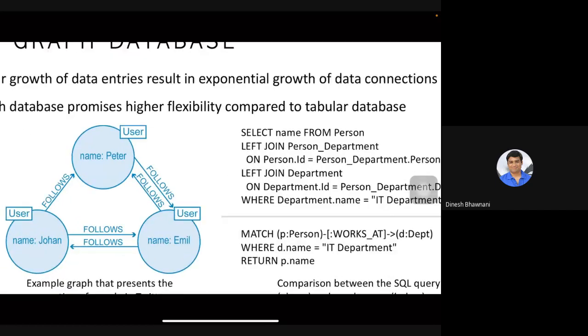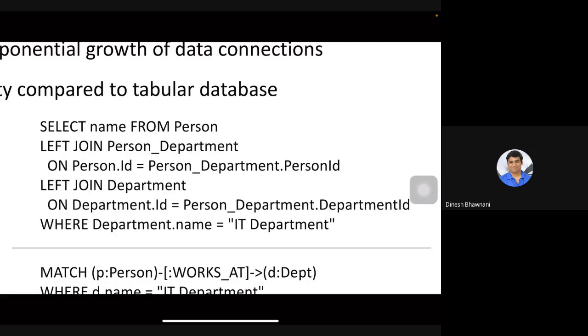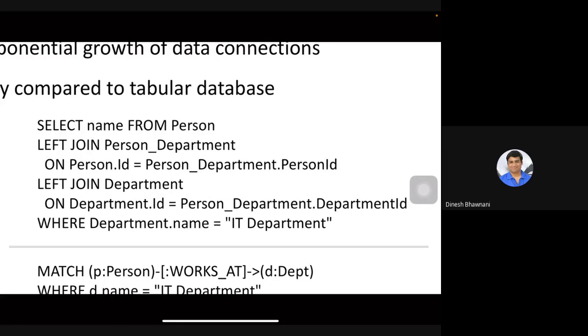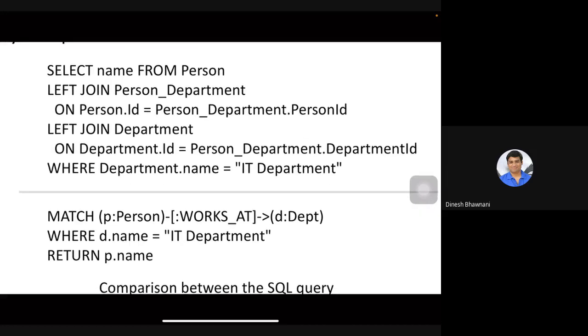So for this 3-node diagram in SQL, you will need multiple joins. Select name from person, then left join, make a new entry, call it person department, on person ID equal to person_department.person_ID. So you have to keep doing several joins like this. Again, do a left join on the department, on department ID, person_ID.department_ID, where department.name is equal to IT department.